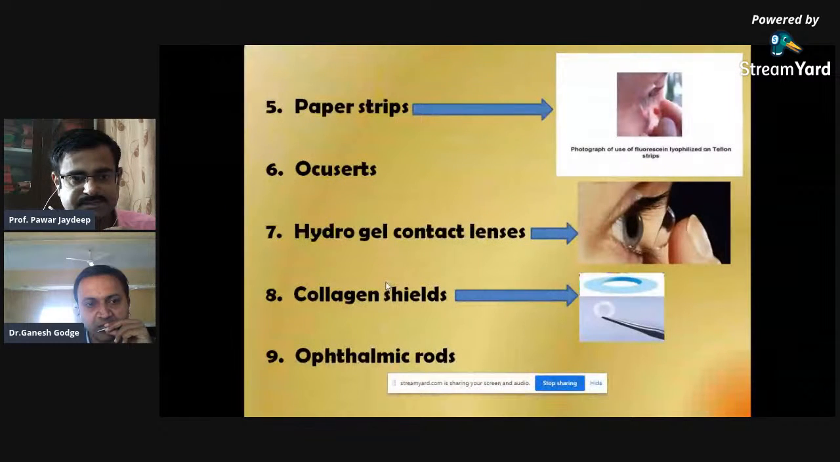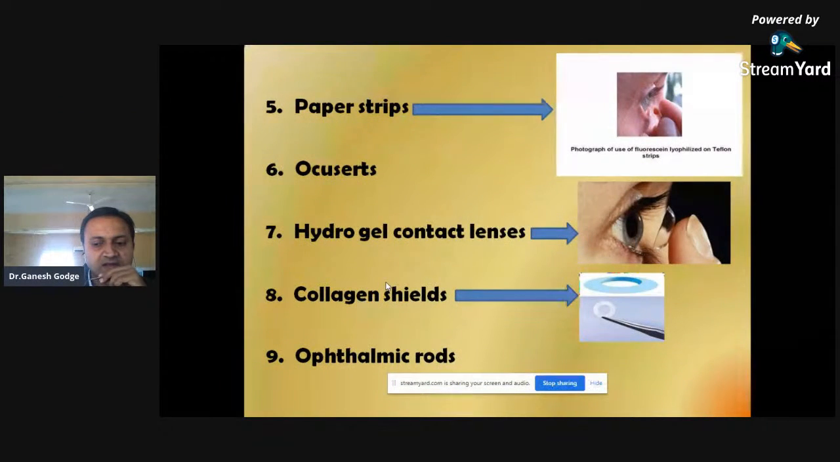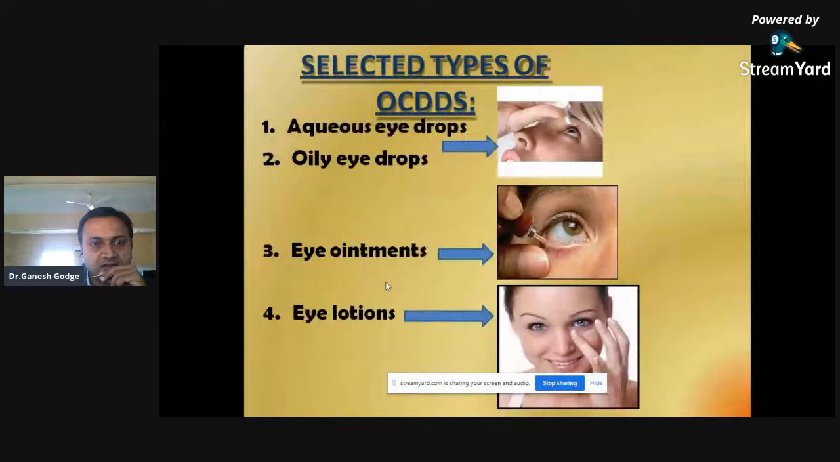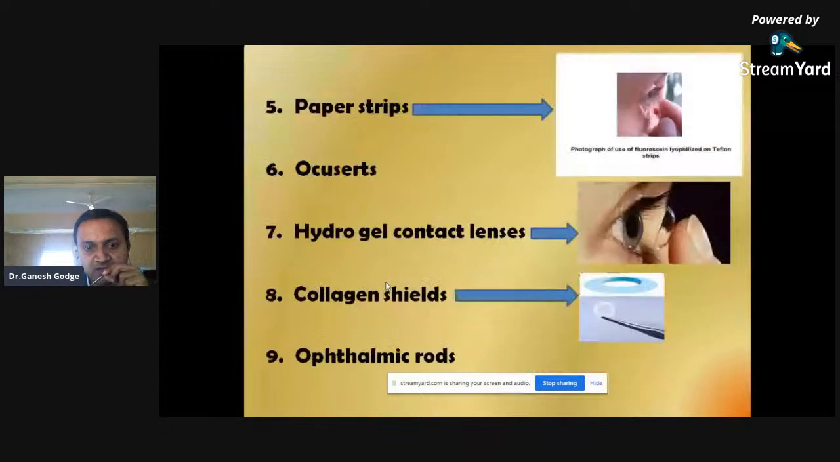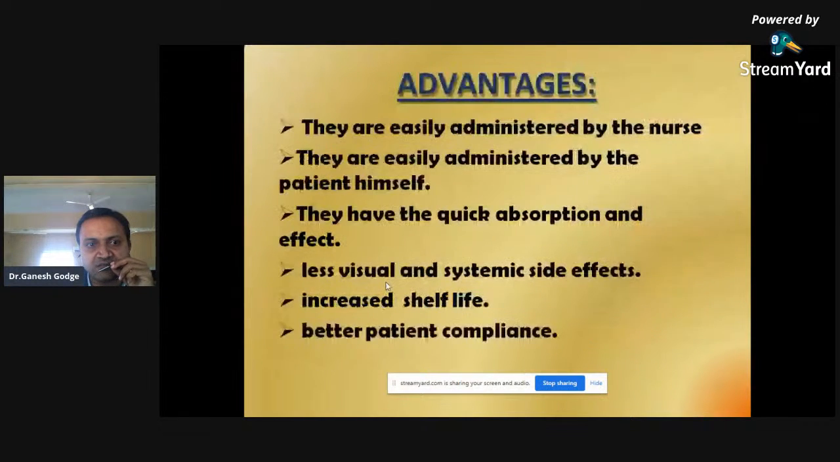Okay, no problem. Several examples of ocular controlled drug delivery systems are in front of you. Ocular conventional delivery systems: eye drops, oily eye drops, eye ointments, eye lotions, paper strips, ocuserts, hydrogel, contact lenses, collagen shields, and ophthalmic rods. They are examples of ocular controlled release drug delivery systems.